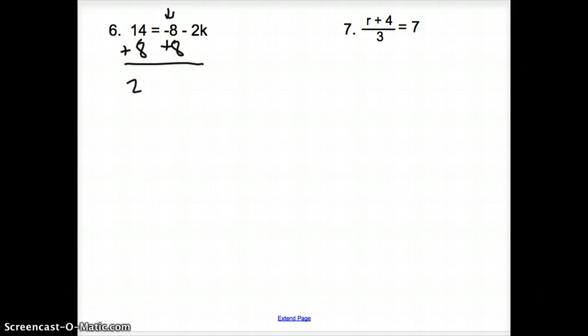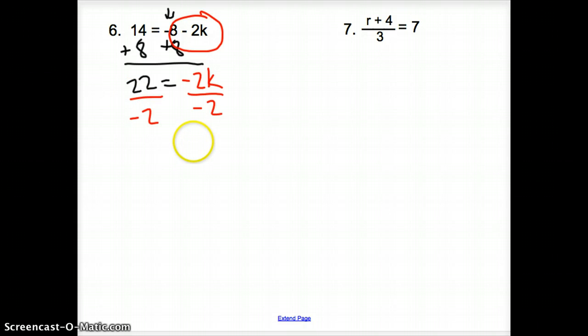We get 22 equals, and also bring down everything else that you did not change, right? That -2, bring the whole -2 down with it, -2k. Now what is attached to the k? The -2. So how do you get rid of the -2? You have to divide. So I divide by -2, bring down the k, and so now I have 22 divided by -2 is -11 for my final answer.